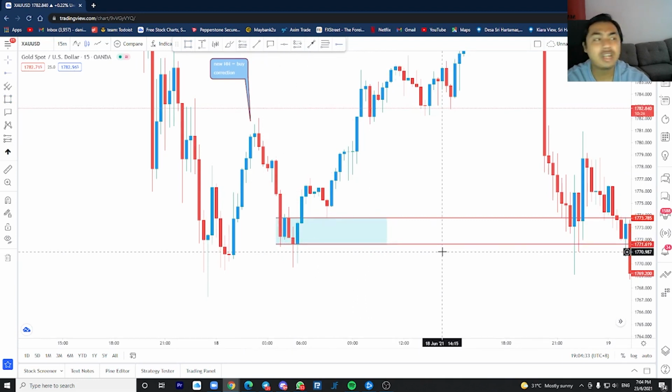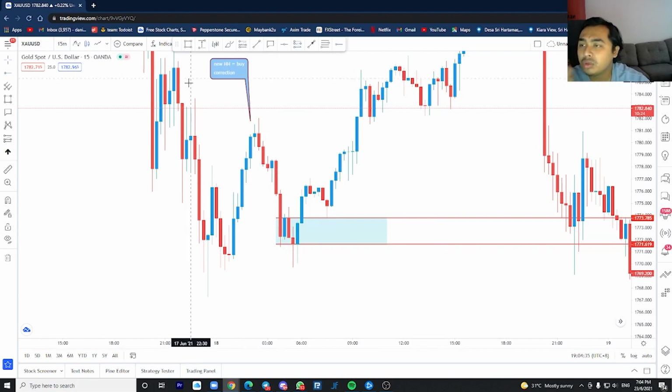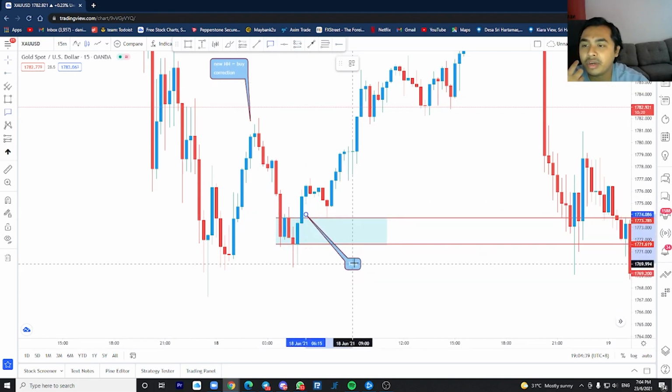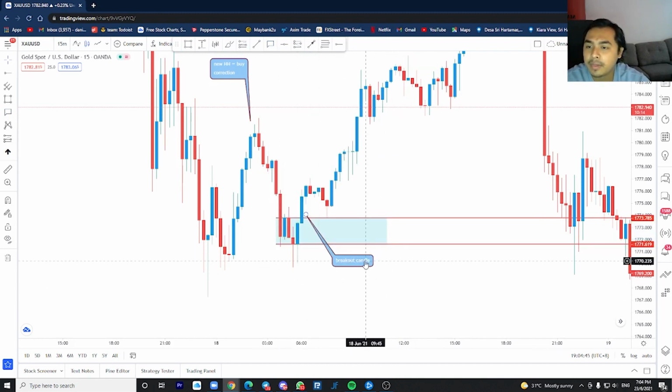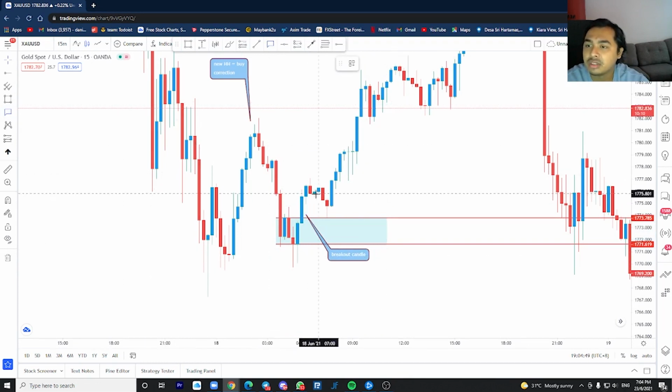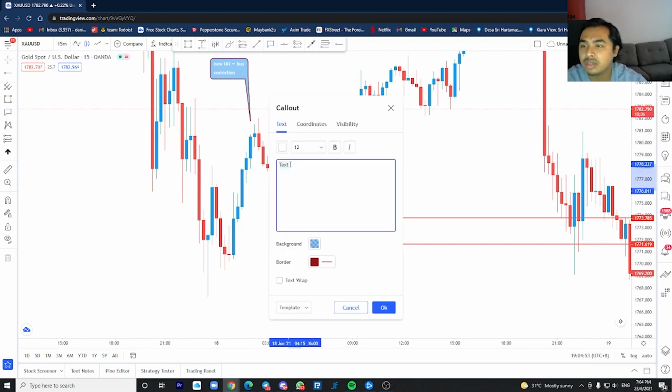Okay. So number one key component, what we want to be looking for is a breakout candle. So over here, we have a breakout candle. Okay. So the next thing after the breakout candle is that we want to be looking at the candle after. So the candle after is here. So this is your next candle, your entry candle.